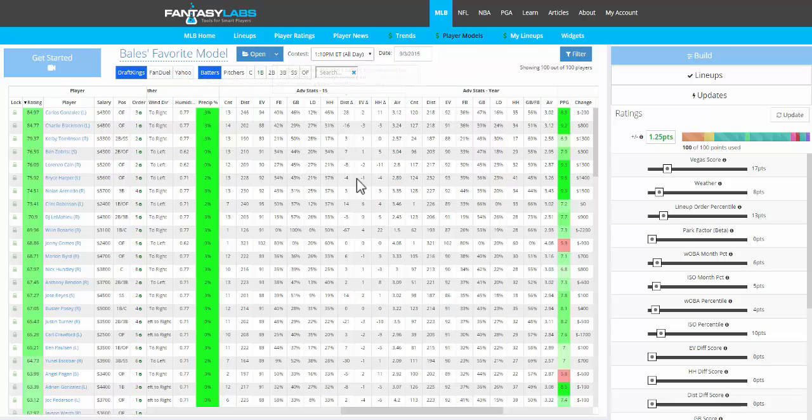Then we have three additional stats in the 15-day period, which is a differential. So this is the difference between a particular stat over the past 15 days as compared to a player's same stat over the past year. So Cargo is number one in this particular model.